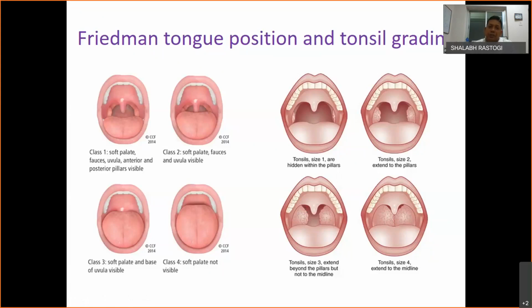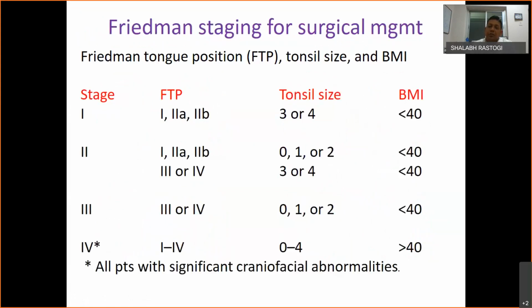On the basis of Friedman tongue position and tonsil grading, he gave a classification for proposing the treatment of such patients. So in stage 1, the Friedman tongue position is in a favorable condition, that is, it is grade 1 and grade 2, tonsil size is quite high and BMI is less than 40. In such a situation, the patient will benefit from the UP3 procedure.